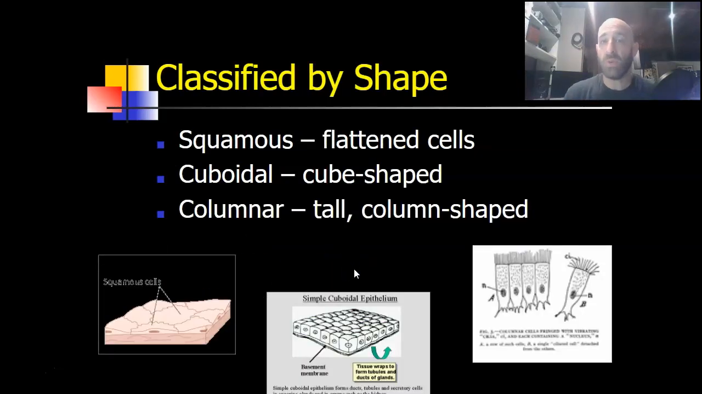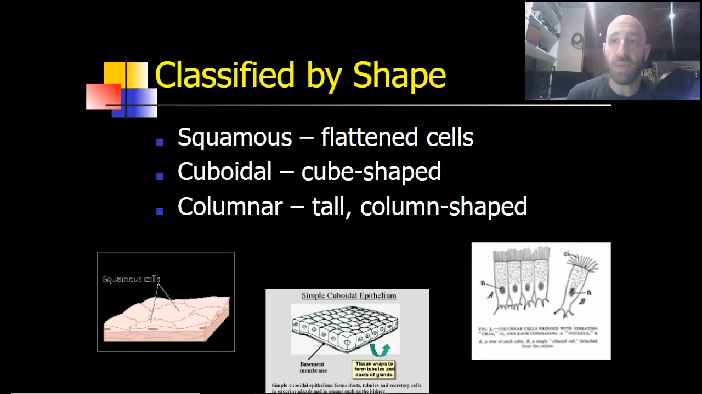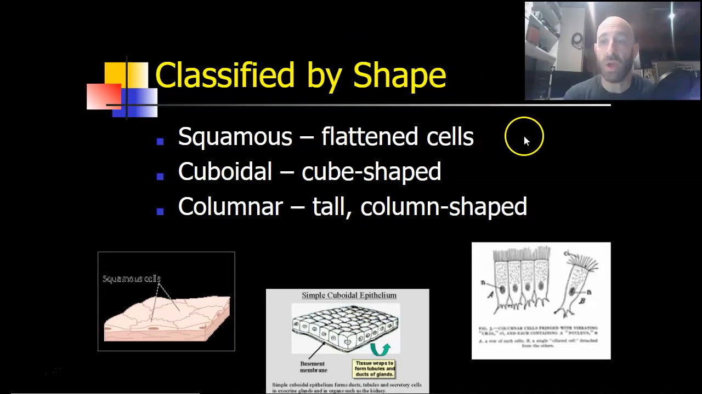Okay, last thing is how do we classify epithelial tissue? We classify them by their shape and the number of layers. So I'm going to finish up here. There are 3 types of shape which you can have when we're talking about epithelial cells. They could be squamous, cuboidal, or columnar. And they're pretty easy to remember because their name sounds like what they are.